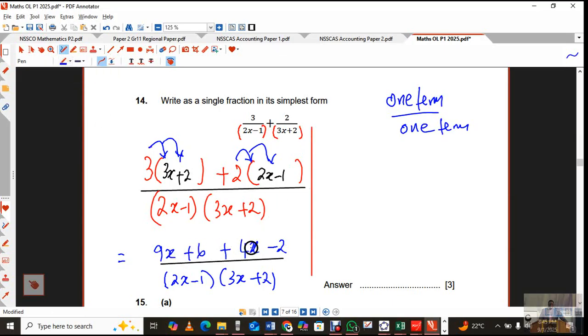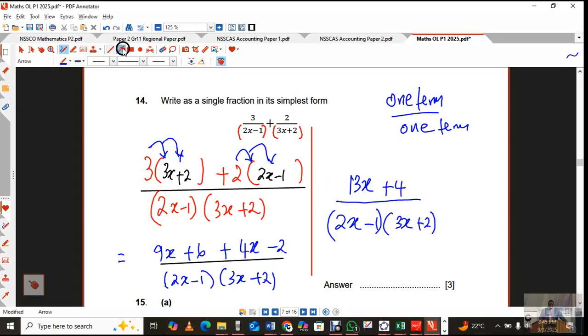Right, 9x plus 4x, that is 13x. And then you have 6 minus 2, that is plus 4. And then all this is coming over the same thing. And the reason why I wrote it so far, I was thinking maybe there's a common factor I can take out there. Since there's no common factor, then this is our final answer.